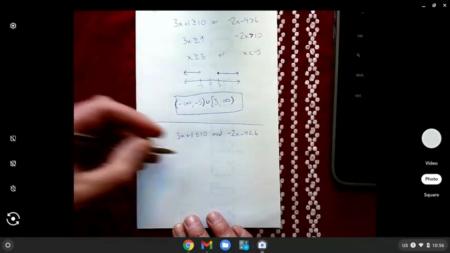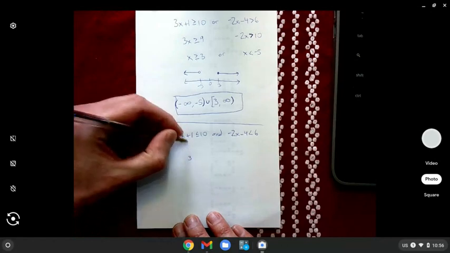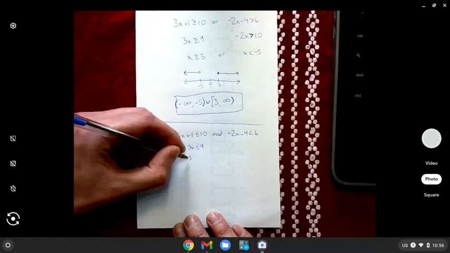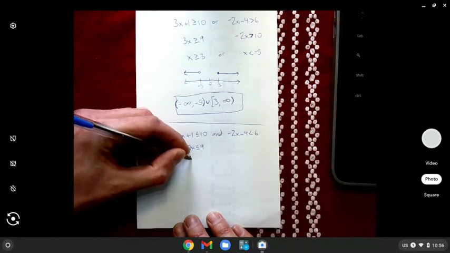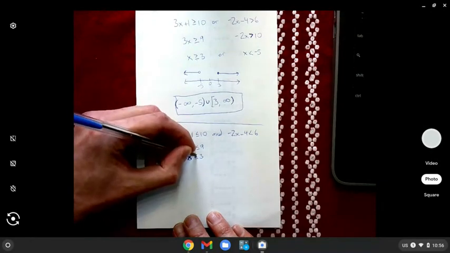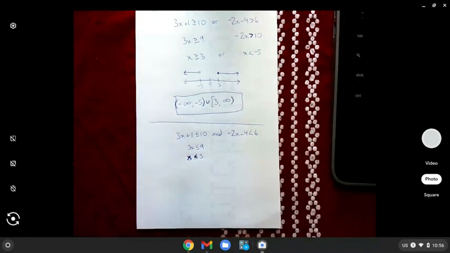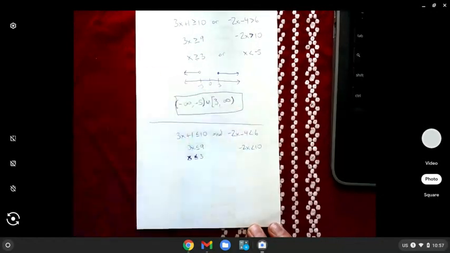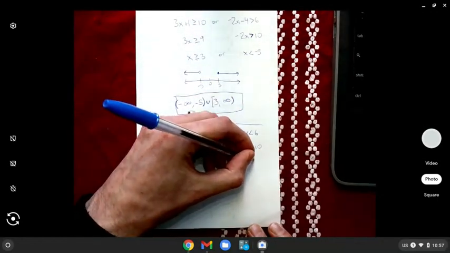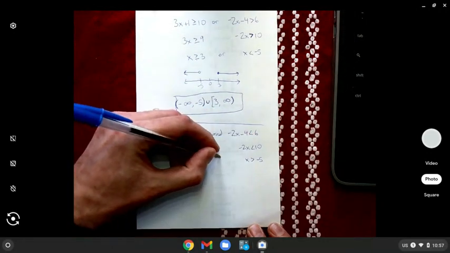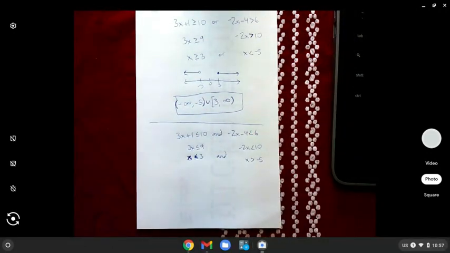So solving it is the same thing. I'm going to get 3x less than or equal this time to 9, and x less than or equal to 3. And for this one, again, negative 2x less than 10. I flip the sign, x greater than negative 5. Okay, so I solved them, same idea, except the inequalities are flipped.